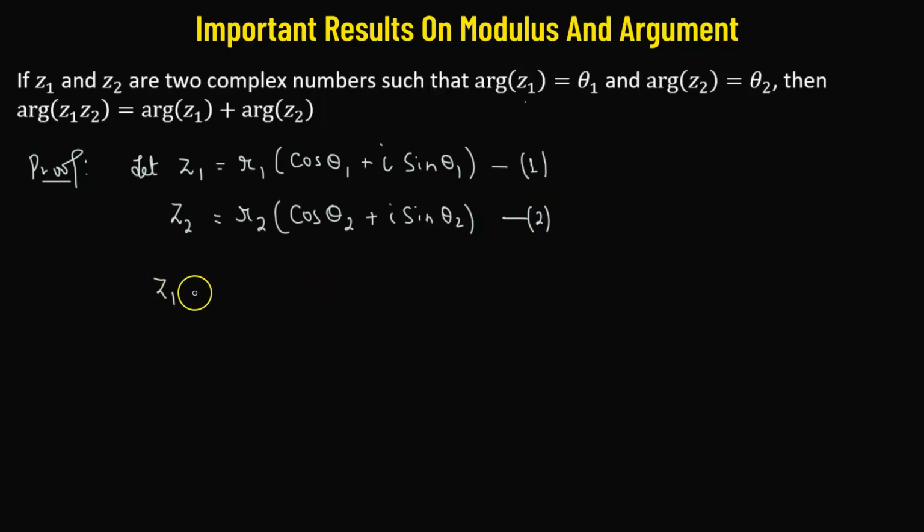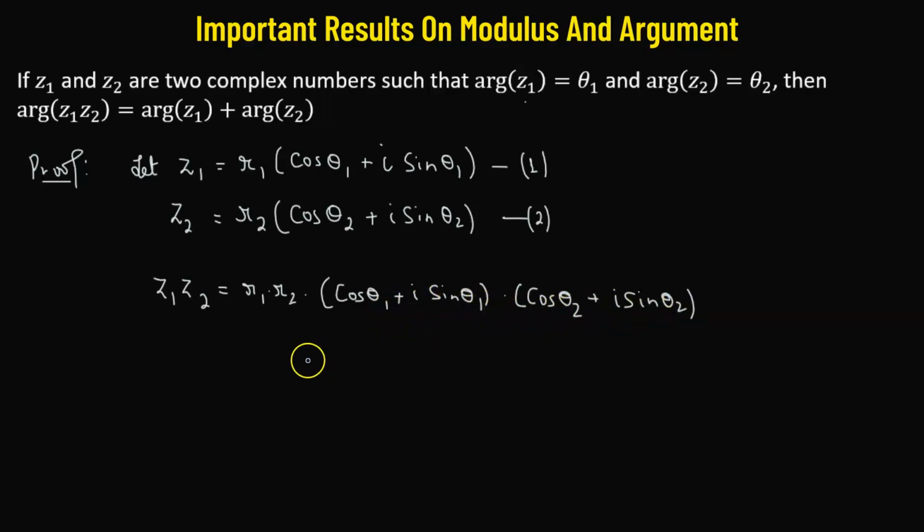Now let's begin by multiplying the complex number z1 with z2. So this will be equal to, we will simply take the product of r1 and r2. We will multiply cosine of theta 1 plus i times sine of theta 1 by cosine of theta 2 plus i times sine theta 2. Right. So we'll need to distribute cosine of theta 1 plus i sine theta 1 with cosine of theta 2 plus i sine theta 2.